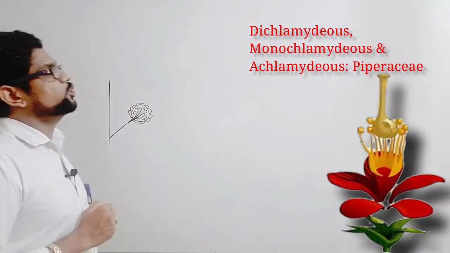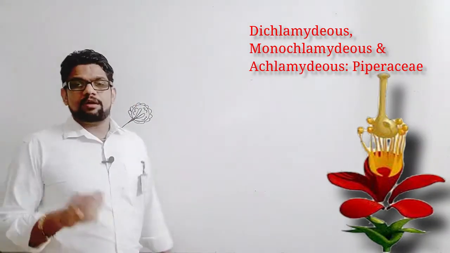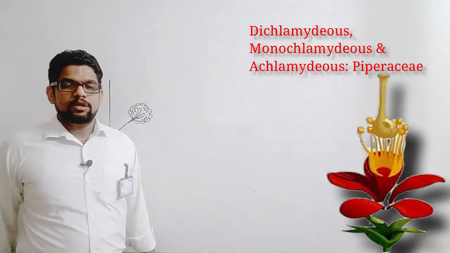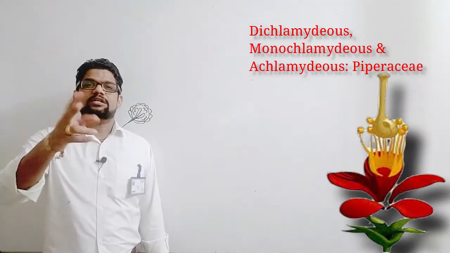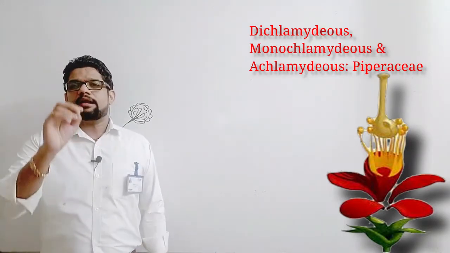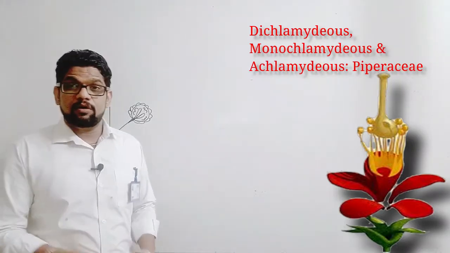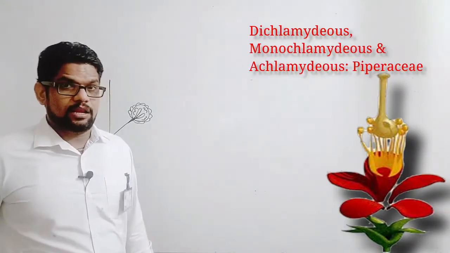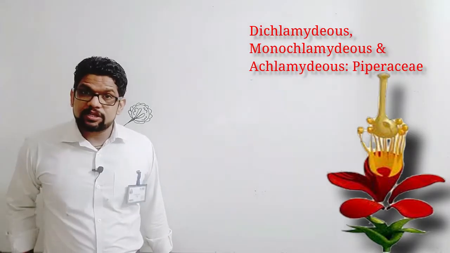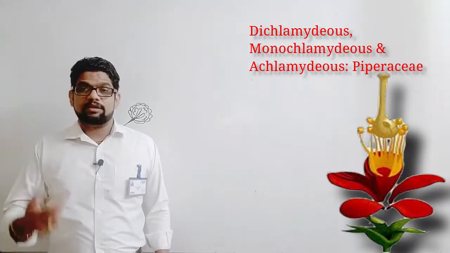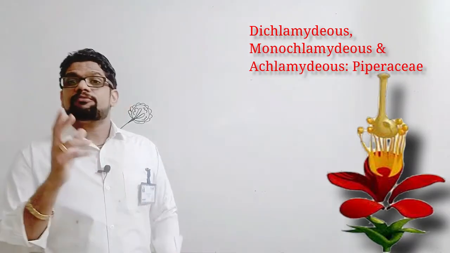Dichlamydeous flowers means those flowers which have calyx and corolla both. Those flowers in which calyx and corolla both are there are dichlamydeous flowers. Generally, most of the flowers are dichlamydeous. Dichlamydeous flowers. Monochlamydeous flowers are those flowers in which calyx and corolla fuse.